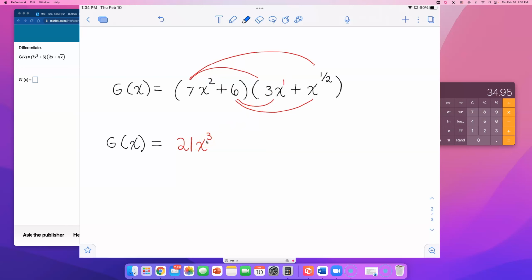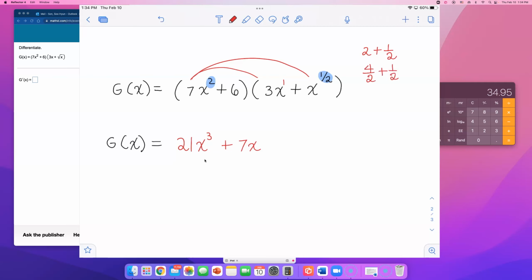Okay, let's go on to the next term. I'll draw these arrows as I do them. When I do this one, 7x squared times x to the 1/2, I'm going to get 7x, but be careful. Let's do the exponents carefully. I need to do 2 plus half, right? So what is 2 plus half? That's going to be 4 over 2 plus half, so that's going to be 5 over 2, right? So the new exponent is 5 over 2 for that outer term.